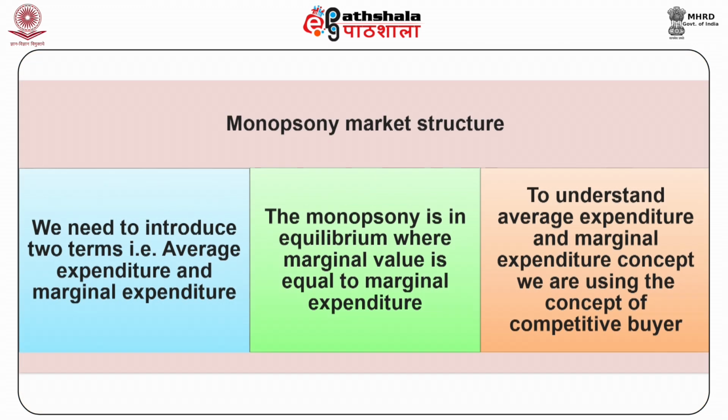In order to find equilibrium under the monopsony market structure, we need to introduce two terms, that is average expenditure and marginal expenditure. The monopsony equilibrium is where marginal value is equal to marginal expenditure. In order to understand average expenditure and marginal expenditure, we use the concept of a competitive buyer. In the market structure, we have seen that to decide how much of a good to purchase, we use the marginal principle rule. Under the marginal principle rule, marginal revenue is equal to marginal cost, that is additional benefit equals additional cost, and the demand curve measures the marginal value as a function of quantity purchased.